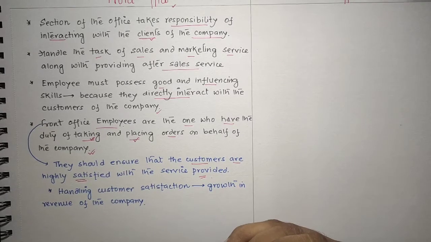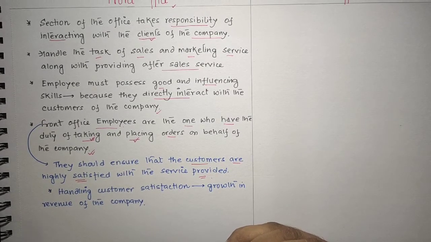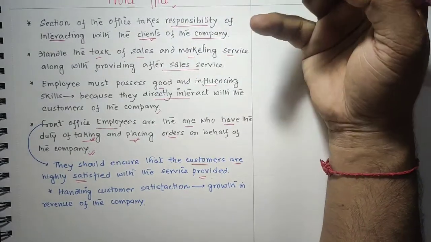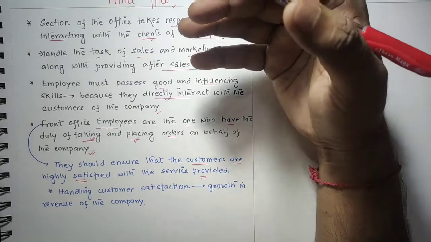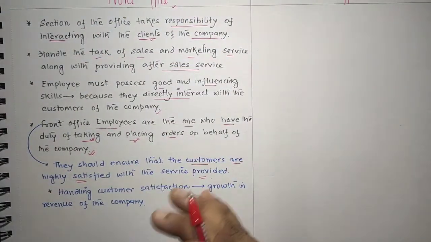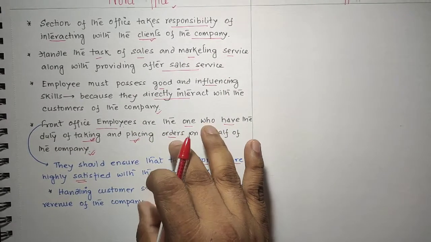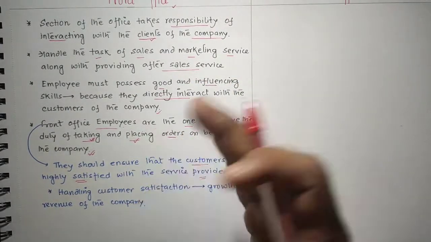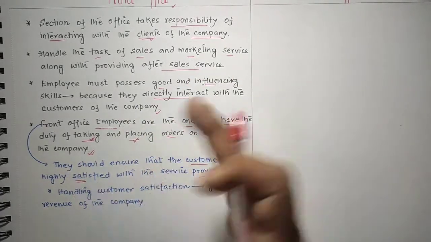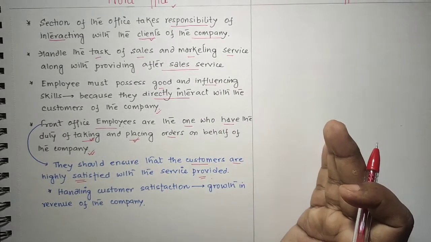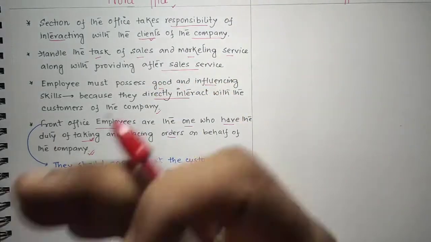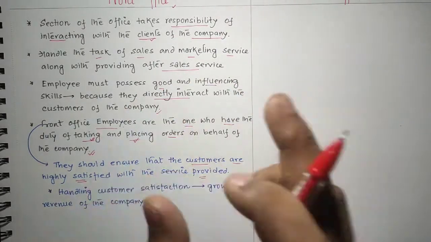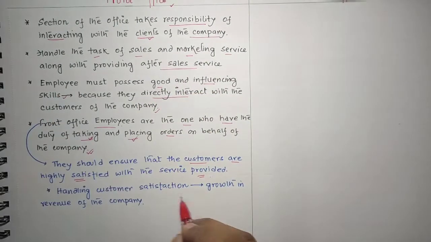For example, suppose we have purchased one mobile phone, and yesterday while playing some games the phone got heated. We went very angrily, and we found someone, a boy or girl, sitting in front of the front office, and he was very politely talking to us, even though we were in anger. What happened? He is actually interacting with us and all our queries and problems are solved through his or her communication. No doubt they will fix the mobile and check the warranty period, but half of our problem is solved just by their talk, only because of good communication skills. Good communication skills are also a part of influencing skills.